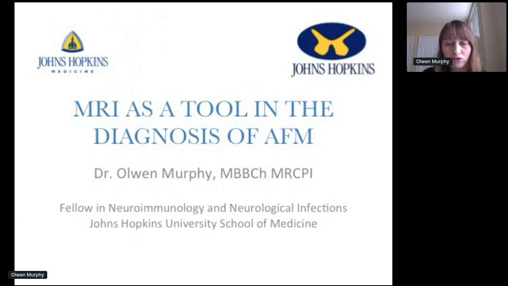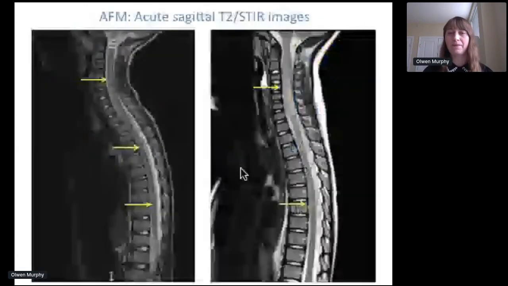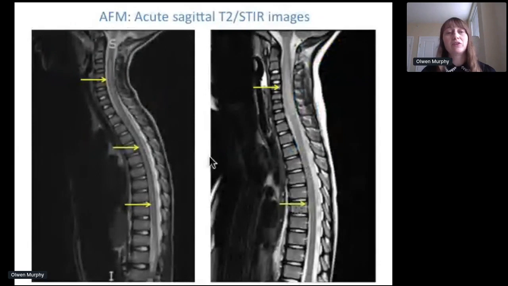So my presentation is primarily going to be images from MRIs, so I would encourage you to look at your screen, and if you're not in full screen mode, consider clicking the full screen mode so that you can see my images as best as you can. Okay. So I'm going to start by showing you the spectrum of abnormalities that can be seen in AFM on MRI.